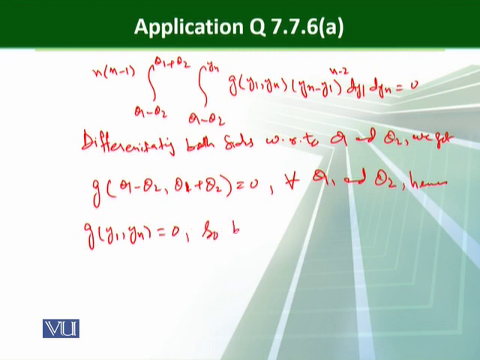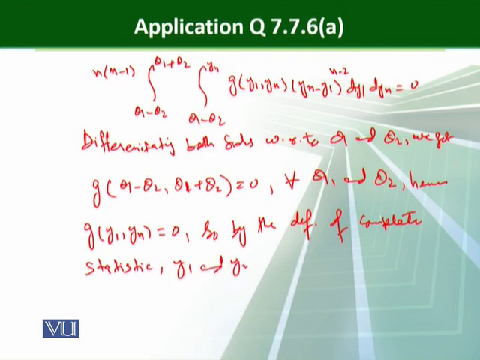So by the definition of a complete statistic, Y1 and Yn are jointly complete sufficient statistics.